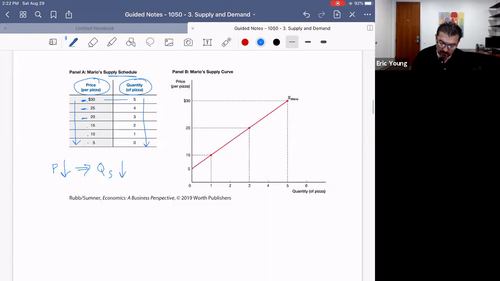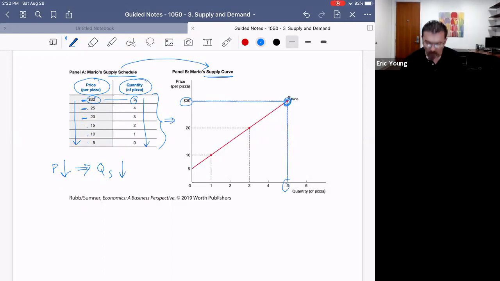We can then move from a supply schedule to a supply curve by simply taking each of these individual points here and plotting them. So at a price of $30, Mario will supply 5 pizzas. So you would say $30 and you would go over, and 5 pizzas and you would go up, and that would be one of your QS points. You know, at a price of 20, he's going to supply 3.